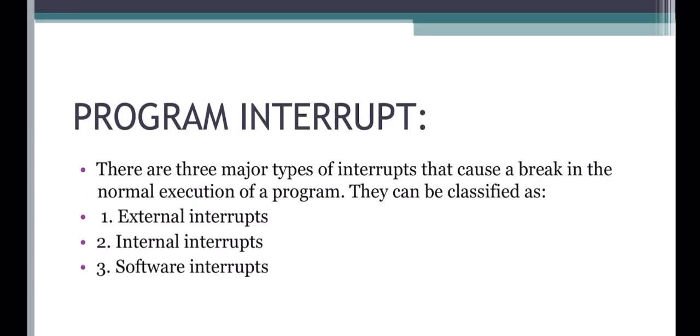Program interrupt. There are 3 major types of interrupts that cause a break in the normal execution of a program. They can be classified as 1. External interrupts. 2. Internal interrupts. 3. Software interrupts.